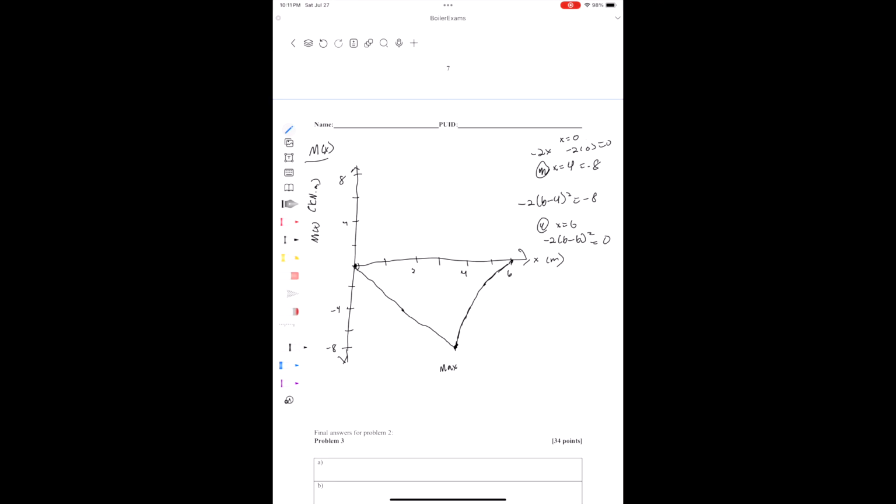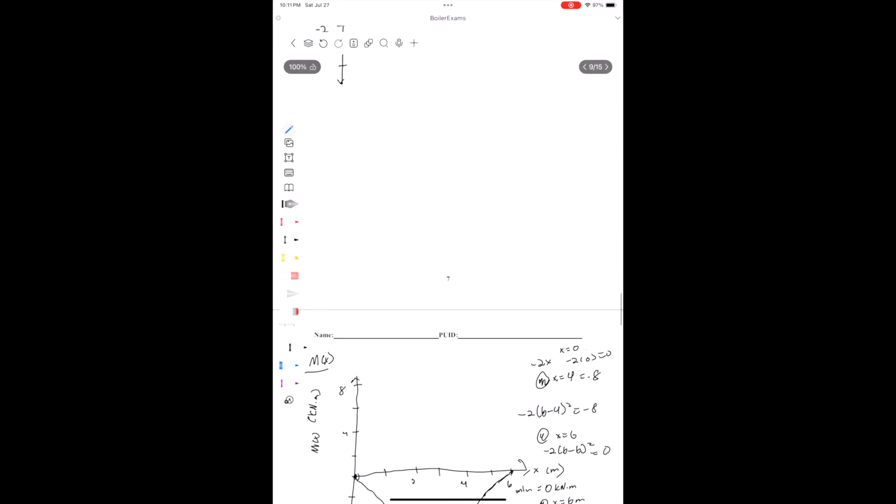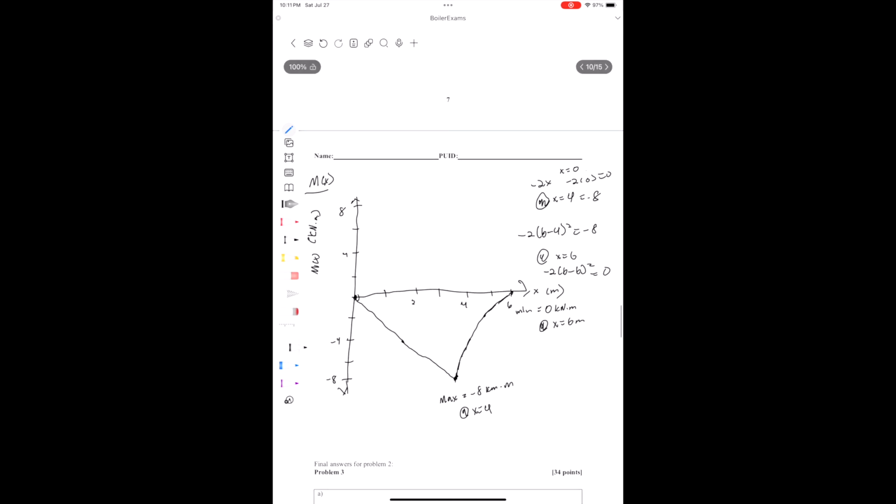And then make sure we label our min and max. So we have our max equals negative 8 kilonewton meters, and that occurs at x equals 4. And we have our min occurs at 0 kilonewton meters, and that's at x equals 6. All right, and we have solved problem number 2.